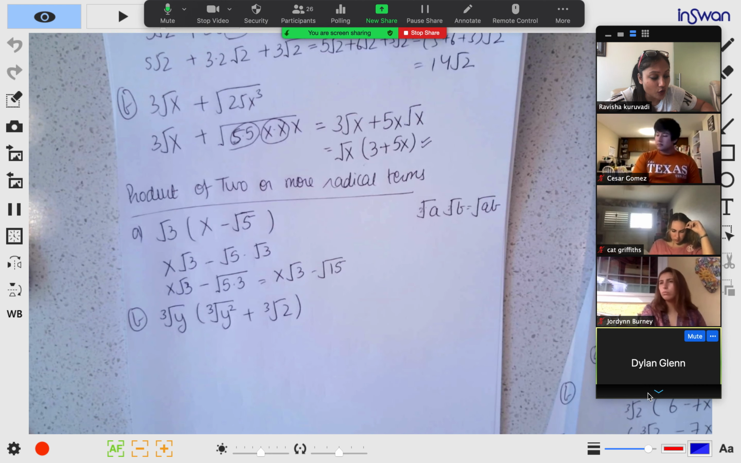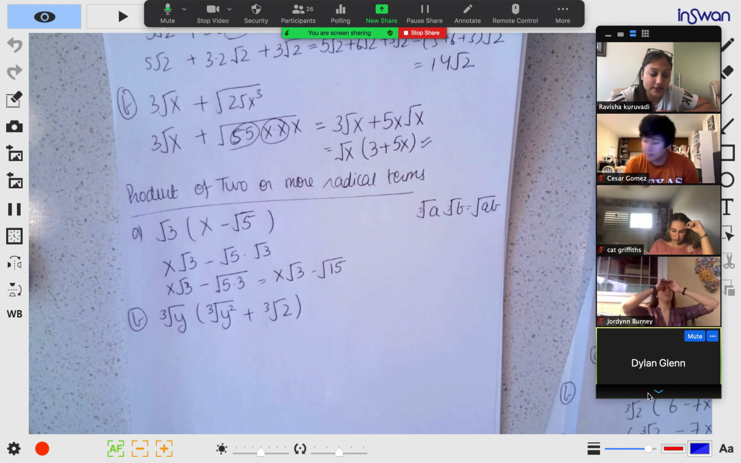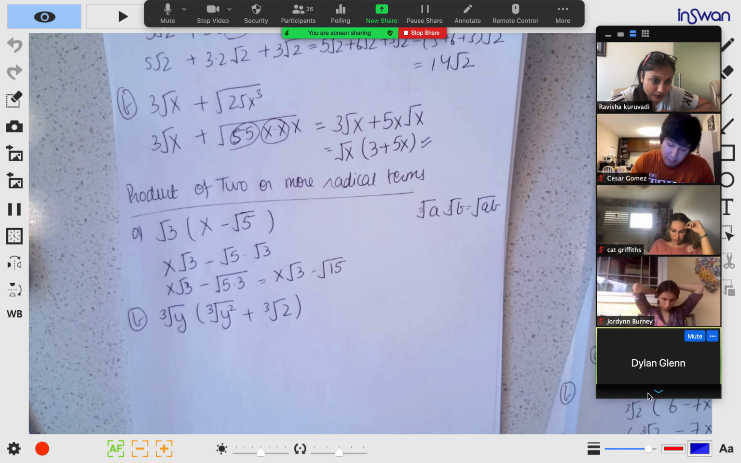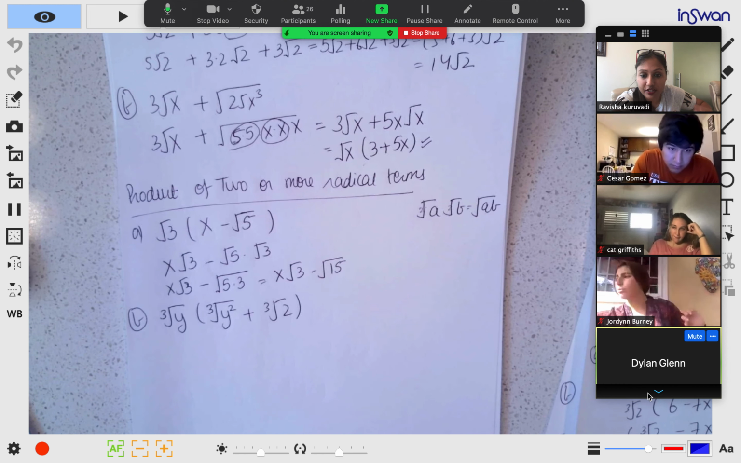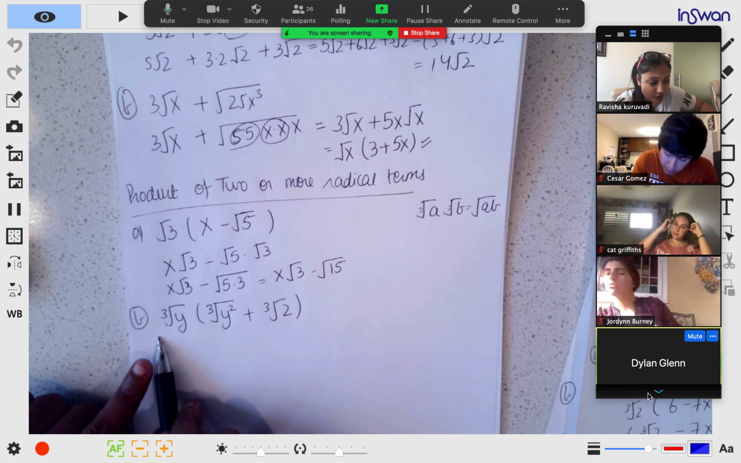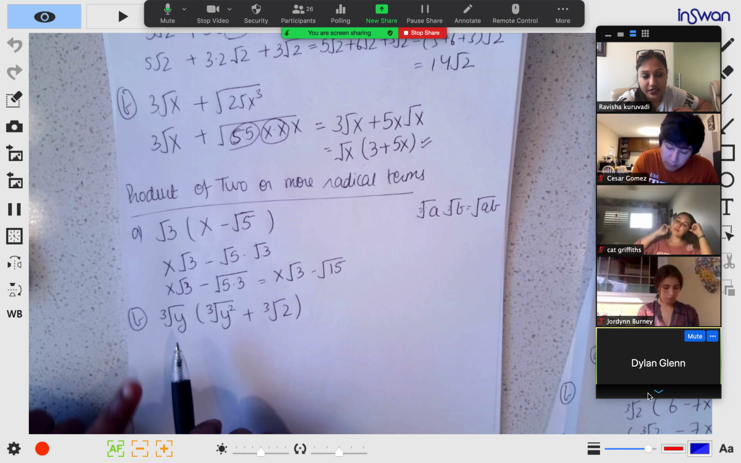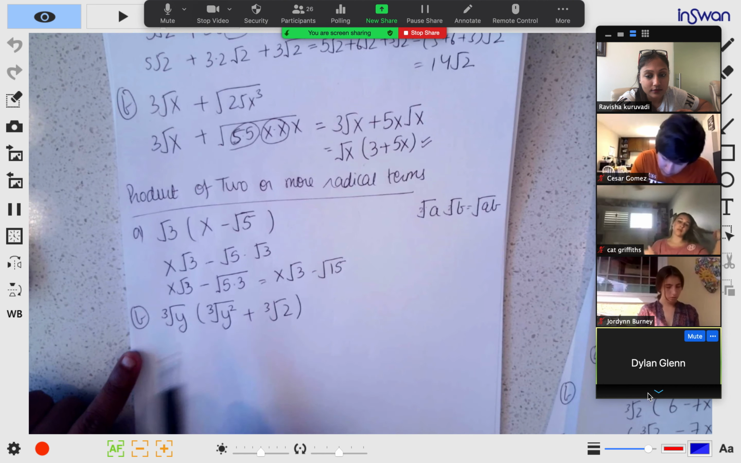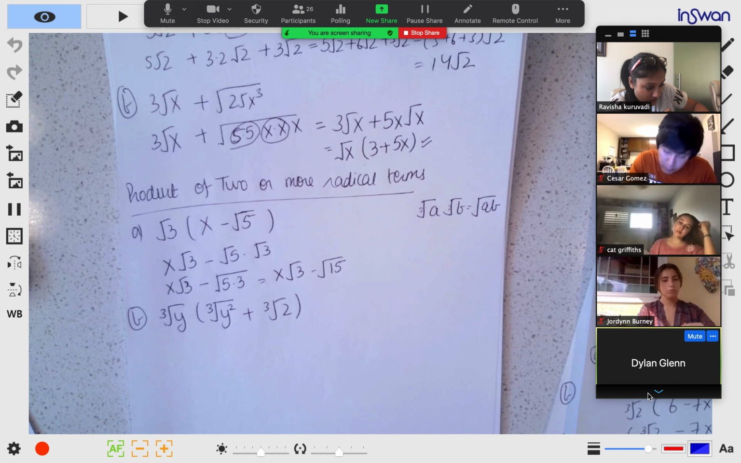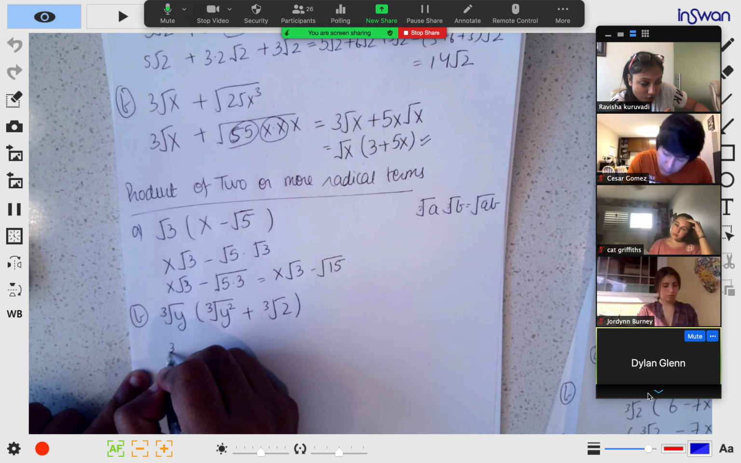So how do you do it? First, you open the bracket. How do I open the bracket, Dylan? Multiply this outside term with each and every term inside. What do you get? Wouldn't it be cube root of y times cube root of y squared?